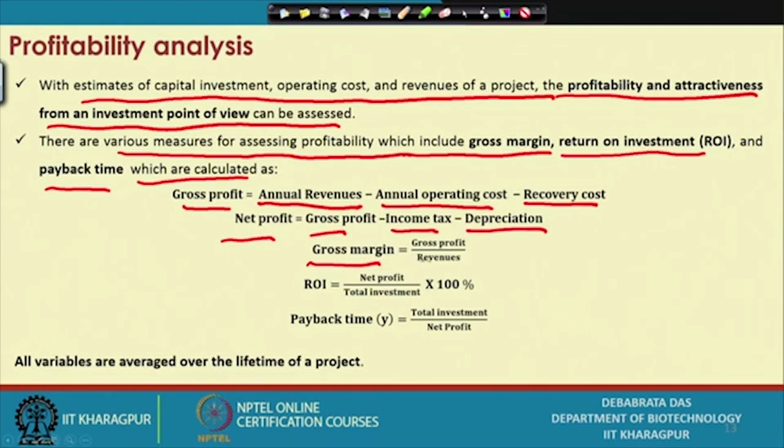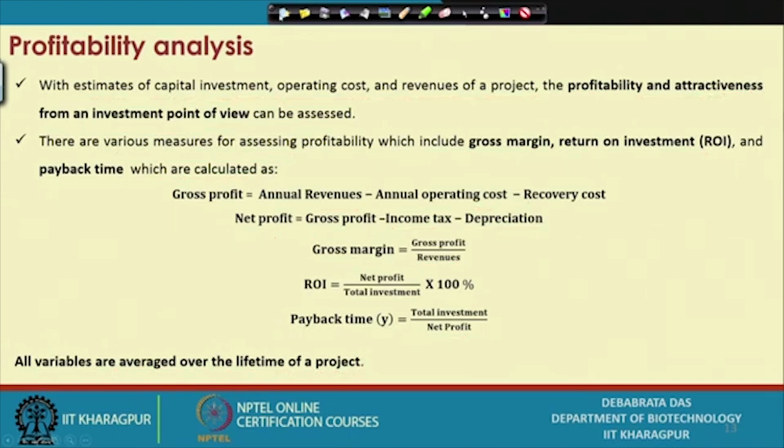So, gross margin is the gross profit by revenue, and ROI equals net profit by total investment into 100. ROI is the return on investment, and payback time is the total investment by net profitability, and all variables are averaged over the lifetime of the project.